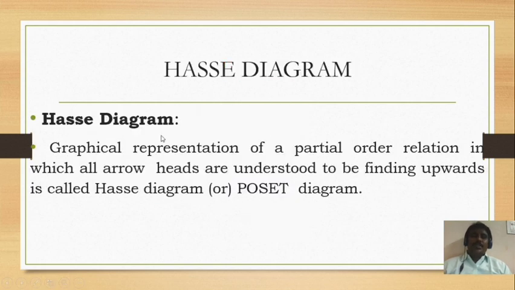Now Hasse diagram. This is a long answer question. It is very important and it is easy to draw. The Hasse diagram means the graphical representation of a partial order relation in which all arrowheads are understood to be pointing upwards, and it is called a Hasse diagram or poset diagram. Here we have some rules to draw the Hasse diagram, by removing the reflexive property, by removing the transitive property, by removing the arrows. By removing these we get a Hasse diagram. So now we see some of the conditions to draw a Hasse diagram.